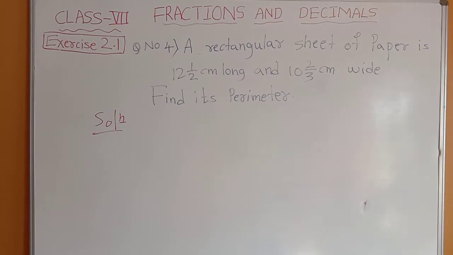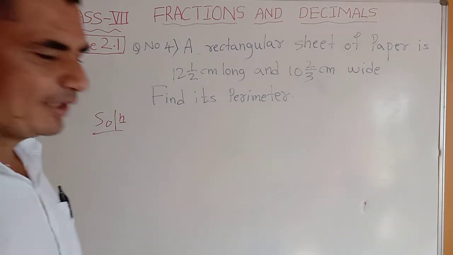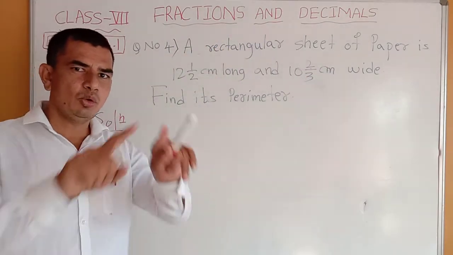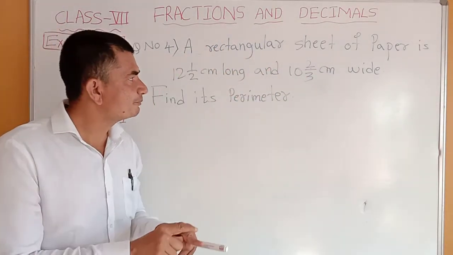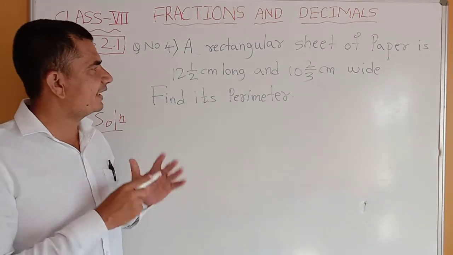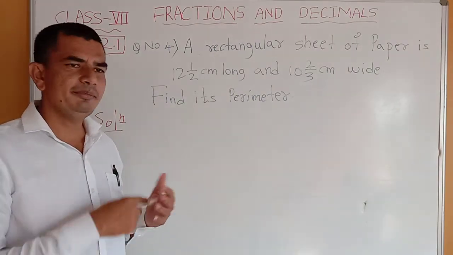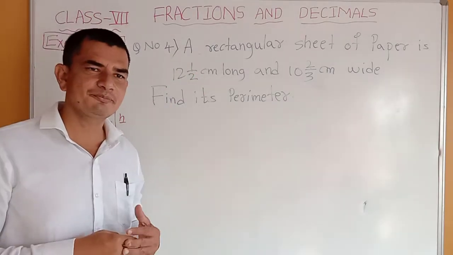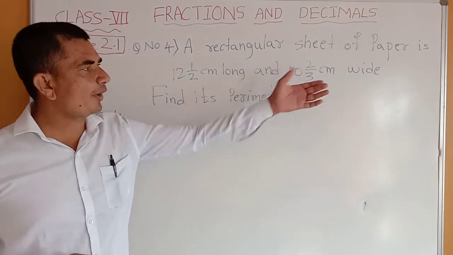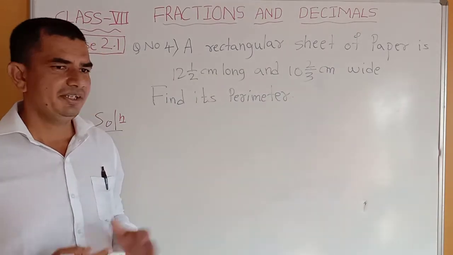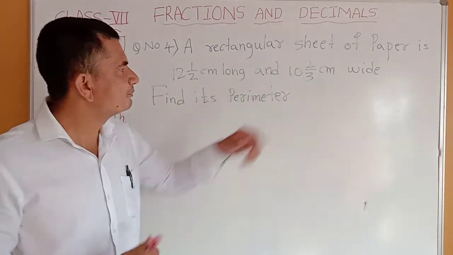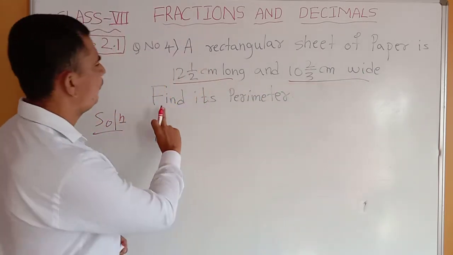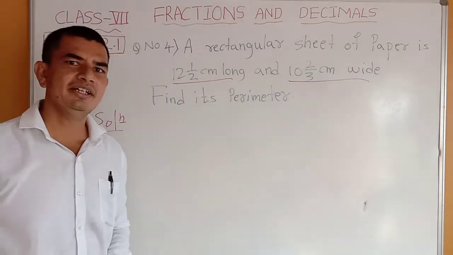So let's see question number 4. In question number 4 you can see that a rectangular sheet of paper is there. The paper is 12 integer 1 by 2, that is 12.5 centimeters long, and its width is 10 integer 2 by 3. This much long and this much wide. Find its perimeter. We have to find the perimeter.